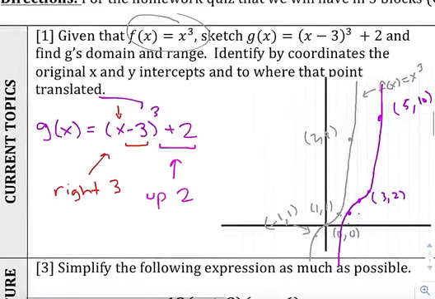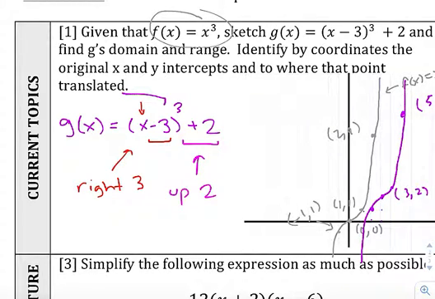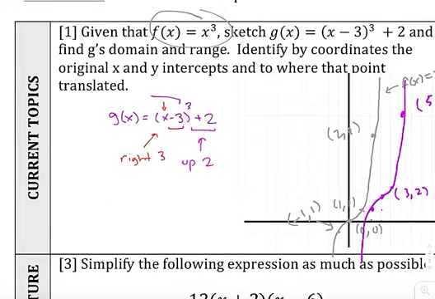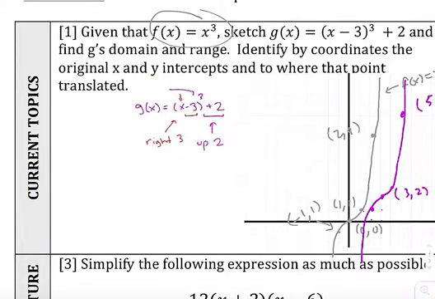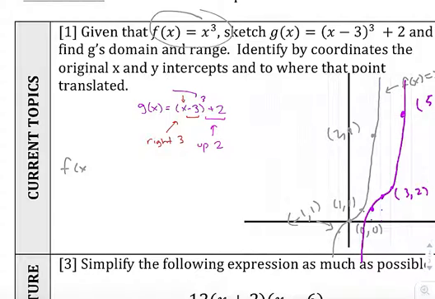Now I would also ask you to find the domain and range. So the easiest way to do this, besides looking at your graph, which is always going to be kind of a scary prospect because you're not quite sure if they graphed the original correctly, we can look just at the function. So if we think about f of x equals x cubed, and think about its domain and range, what numbers can you put in for x? Well, it turns out to be everything, so that's going to be negative infinity to infinity.